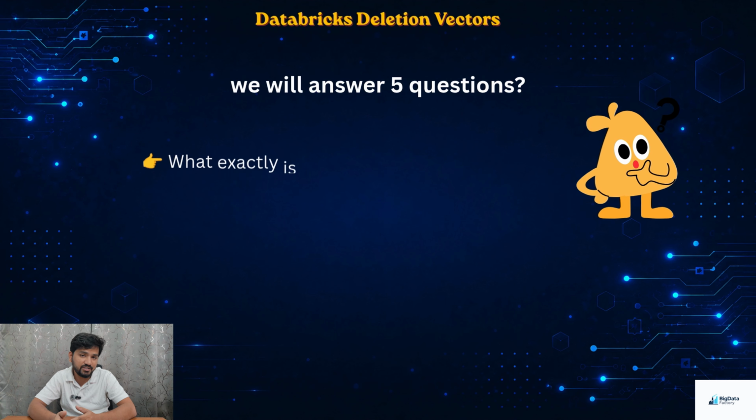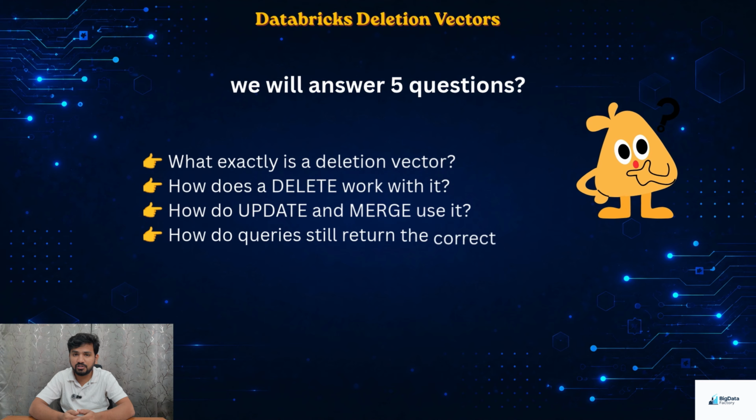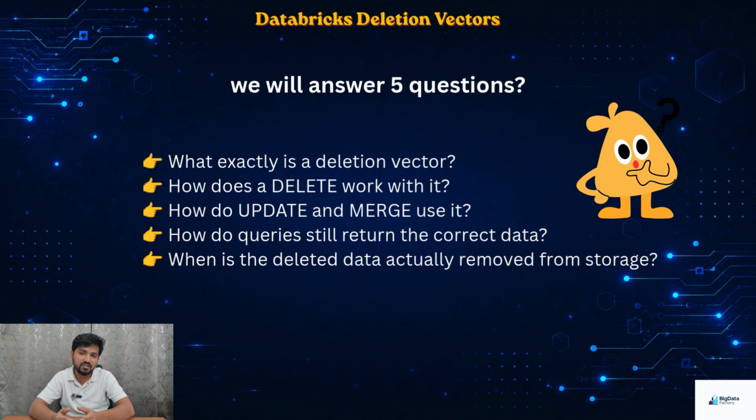What exactly is a deletion vector? How does a delete work with it? How do update and merge use it? How do queries still return the correct data? And when is the deleted data actually removed from the storage? By the end, you will understand the full life cycle from logical deletion to physical file cleanup.